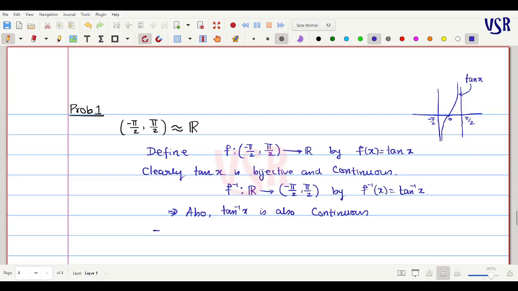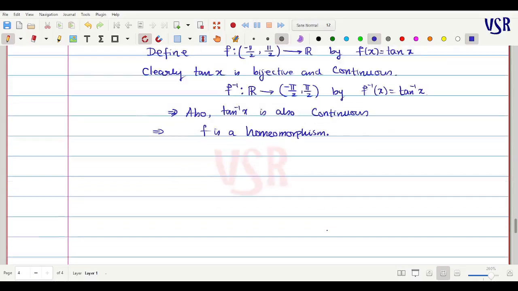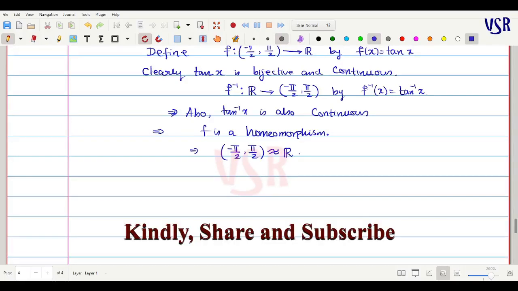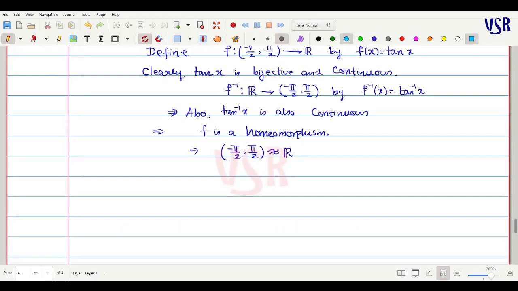So this implies that f is a homeomorphism. That implies that (-π/2, π/2) is homeomorphic with R. Okay, so note that two spaces are homeomorphic. Okay, remark. So I'll take a remark.